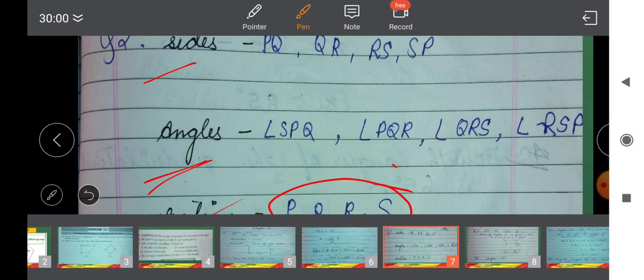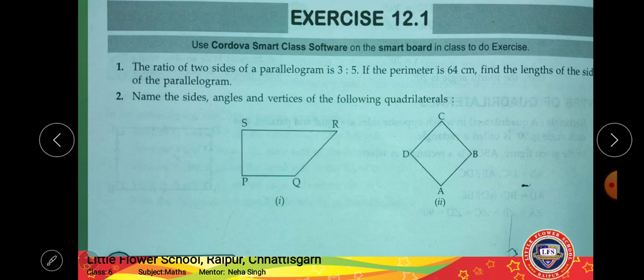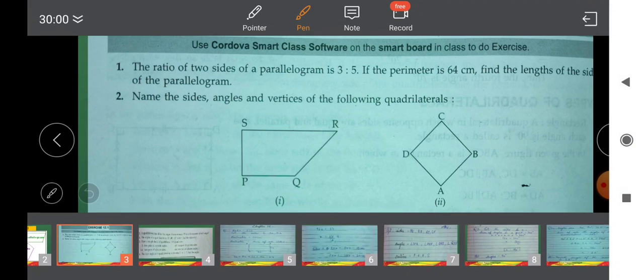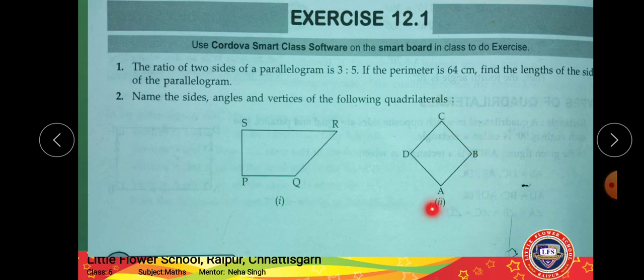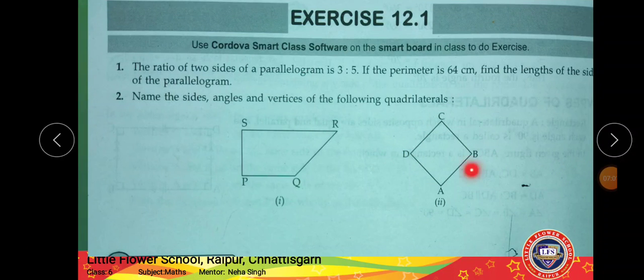Now coming to the second question, second part, this question you will solve on yourself. What are the sides here? Sides BC, AB, AD and CD, these are the sides. Angles: angle DAB, angle ABC, angle BCD and angle CDA. These are the angles. And vertices A, B, C, D. You will write it as A, B, C and D.